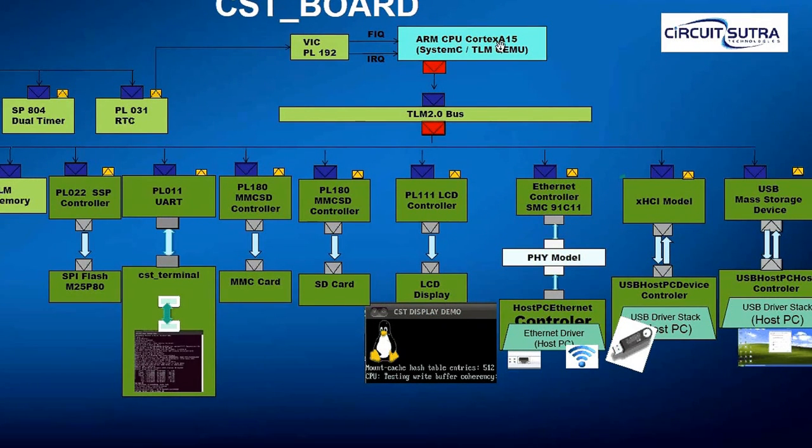It has a model of ARM CPU Cortex-A15, which is based on the QEMU. We have extracted the CPU core part from the QEMU and developed a SystemC TLM 2.0 wrapper on top of that, so that it can be used in SystemC based virtual platform. It has a TLM 2.0 bus and models of several peripherals. CST board has models of minimum peripherals like TLM memory, interrupt controller, and timer.